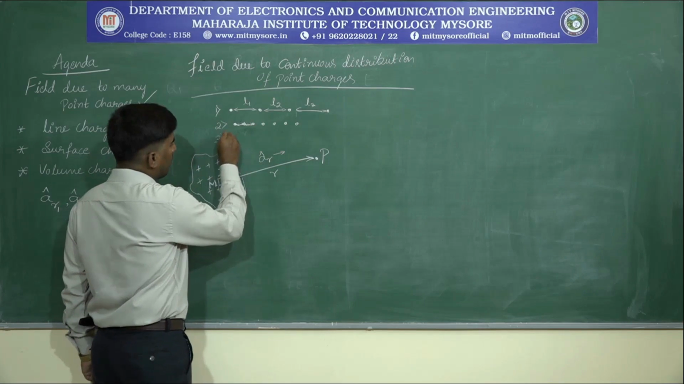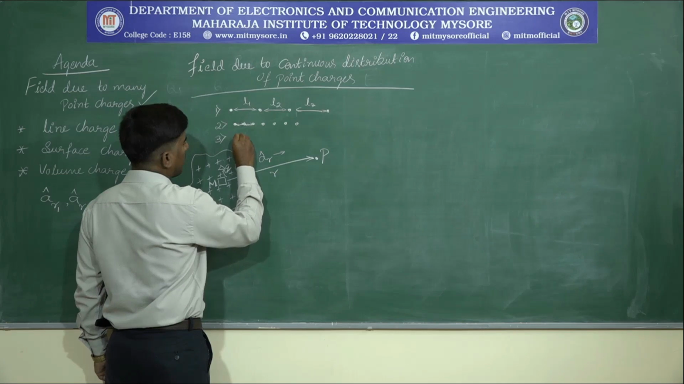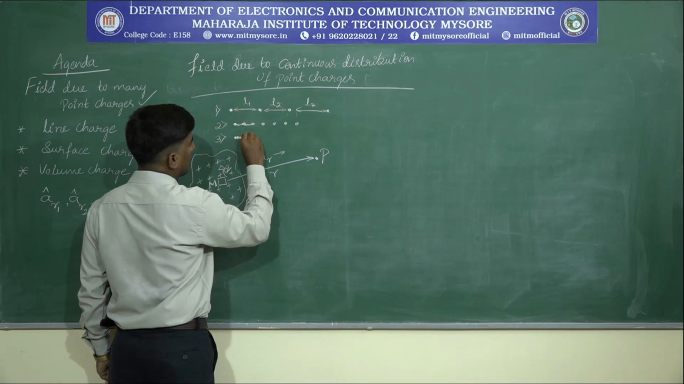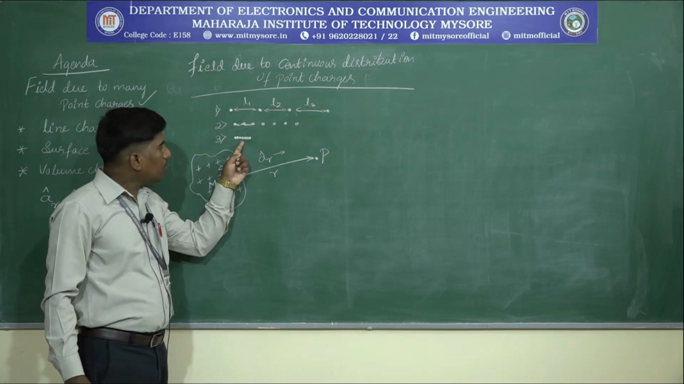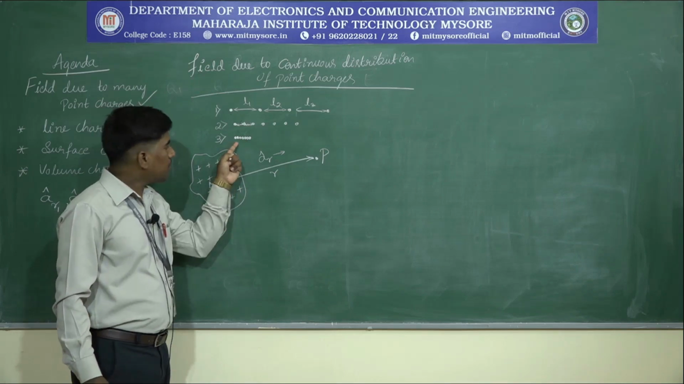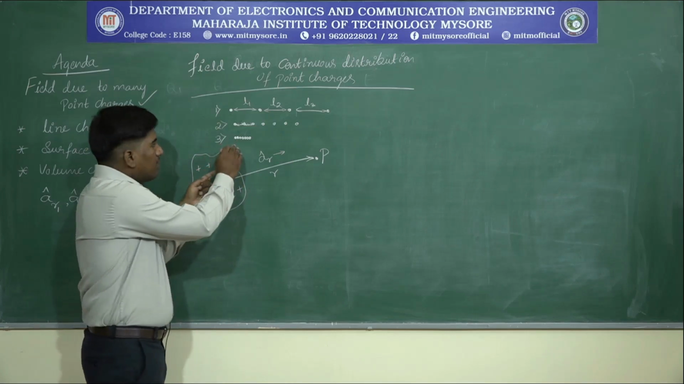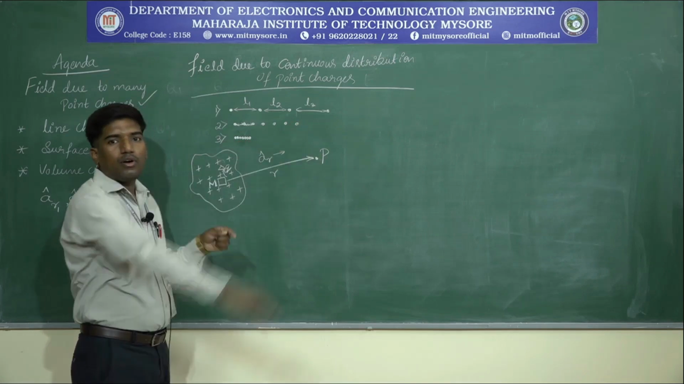Then coming to the third one, this is a point charge, and again one more point charge, arranged in linear fashion. Now in this particular arrangement, are you able to identify the distance between two point charges? No, the distance between two point charges is almost zero. Hence this kind of arrangement is called continuous distribution of point charges.